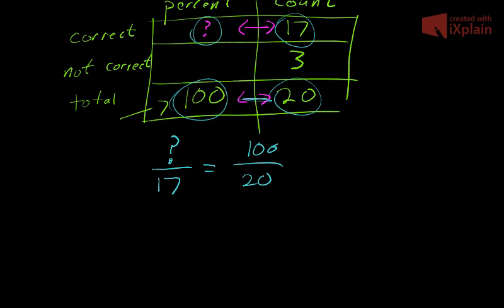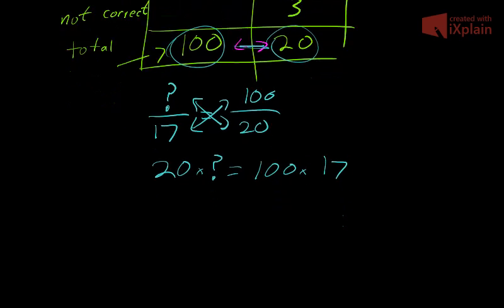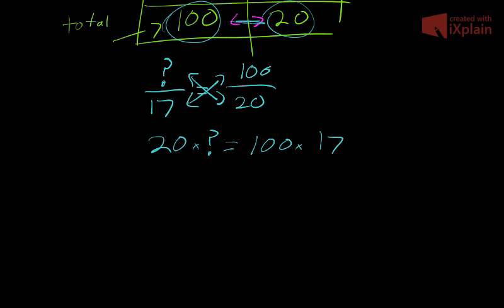And what I end up getting through cross multiplication again is that 20 times the percent correct has to be equal to 100 times 17. So I'm going to go through and multiply this. I get 20 times the percent correct is equal to 1700. And then dividing by 20, I will end up getting 85%. So my question mark is going to be 85.